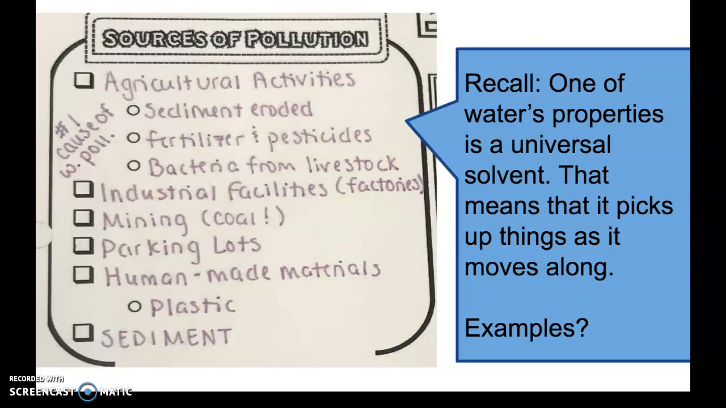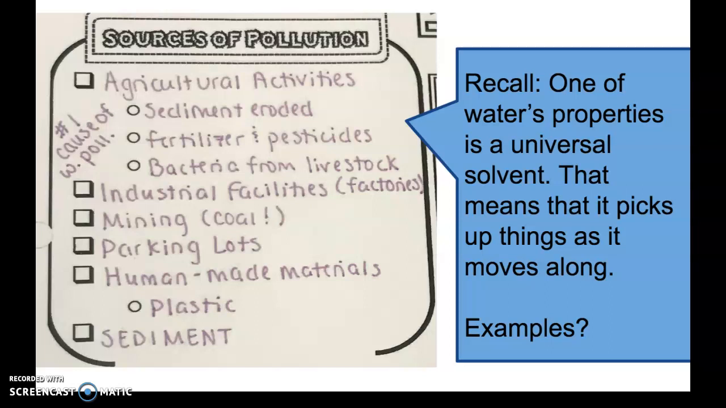We can kill unintended organisms with those pesticides, and we can even get so many plants or green stuff in our system that it blocks out the sunlight, or it can block the flow of a stream. And then bacteria from livestock as well. So remember, as the water is running off of that field that the cows lived in and love to be in and do their business in, that's flowing into our water systems as well. So agriculture actually stands as the number one cause of water pollution.